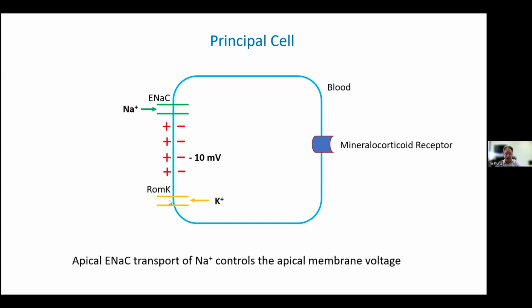There's another protein called a ROMK potassium channel. Again, it sounds fancy, but it just stands for rat outer medullary potassium, where it was cloned from. The outer medulla is the part of the kidney below the cortex, and then you have what's called the inner medulla. So it was found in the outer medullary portion of the kidney. And it is the potassium channel that is responsible for potassium secretion across the apical membrane into the lumen. So these are two totally different proteins.